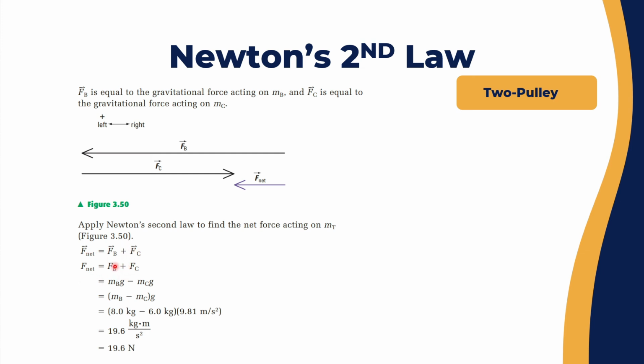Now the F net equals FB plus FC. FB is in the positive direction, FC would be in the negative direction. Replace FB with the mass of B times g, minus the mass of C times the gravitational acceleration. Rearrange and substitute the values. We know MB, we know MC, we know g. Plug them in. You will find that the net force is 19.6 newtons.